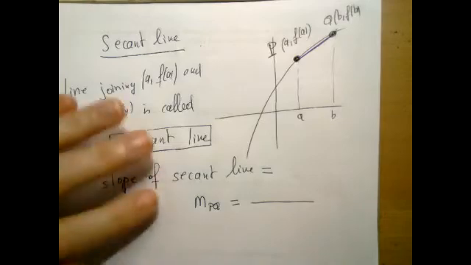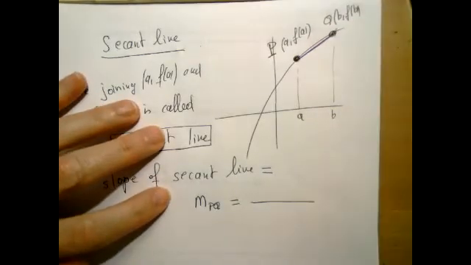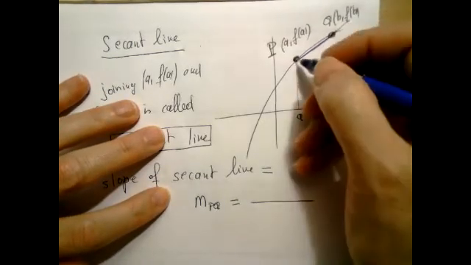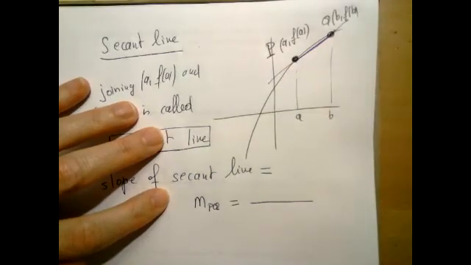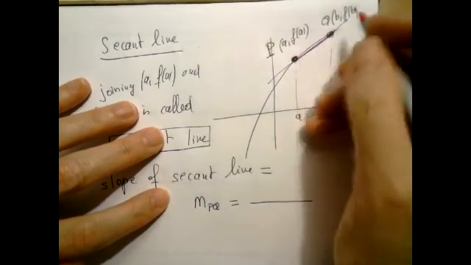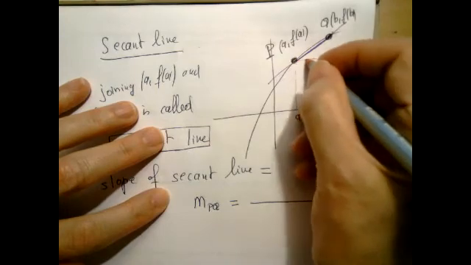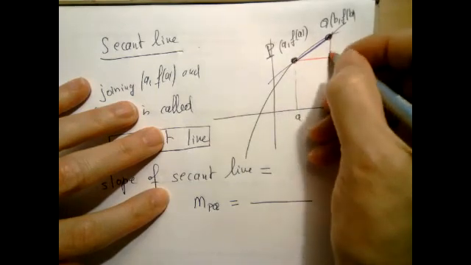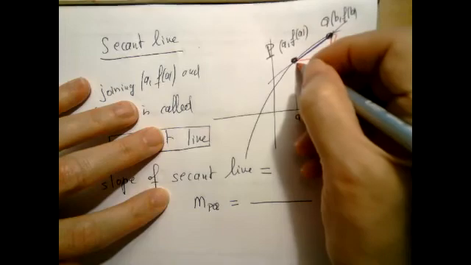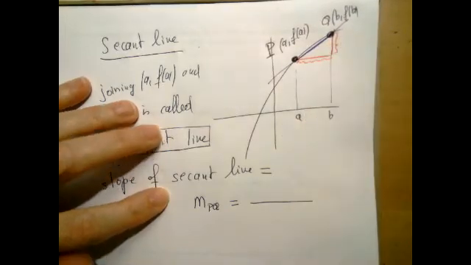What's the slope of this line? That's a line, so this purple line is just a line. Now, what's the slope of the line? These are 2 points on the line. It's basically the rise over the run, absolutely.